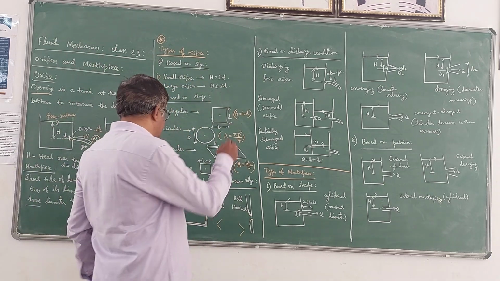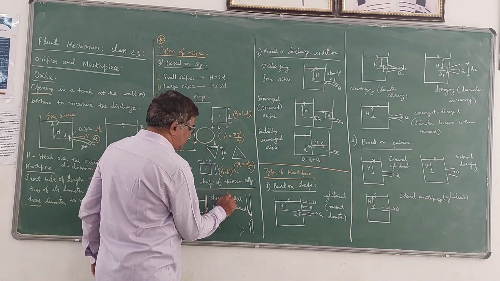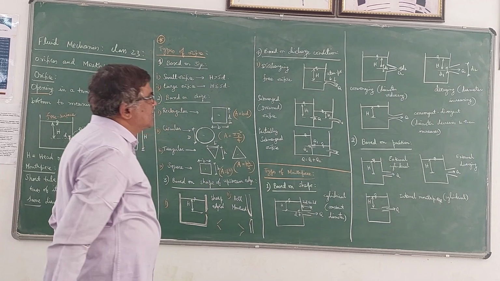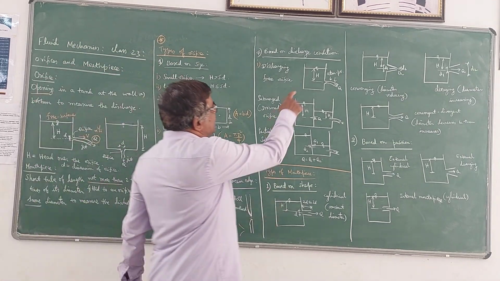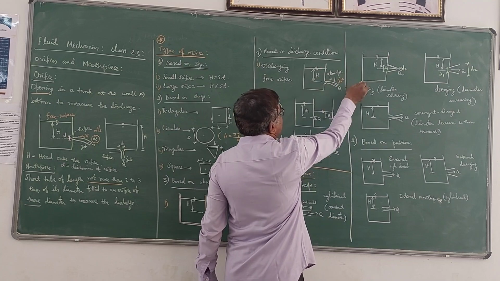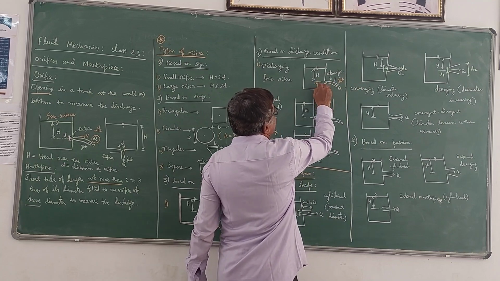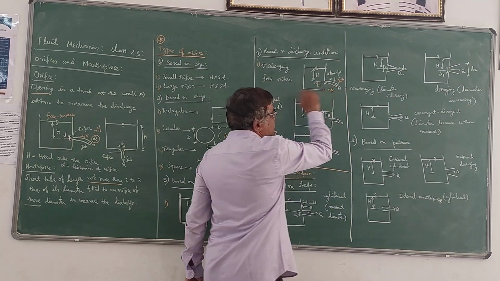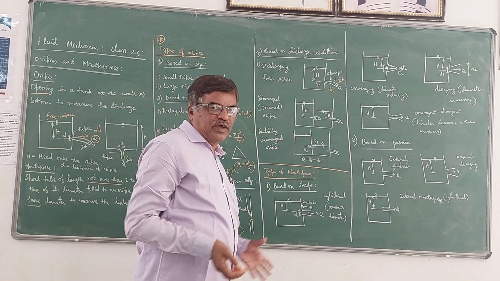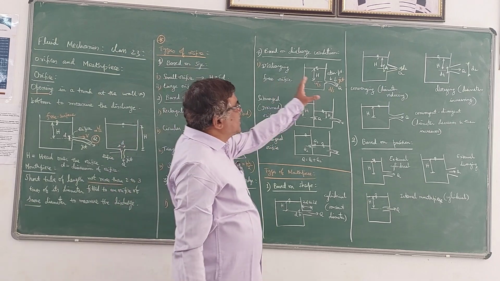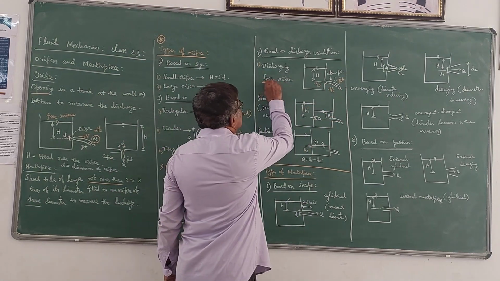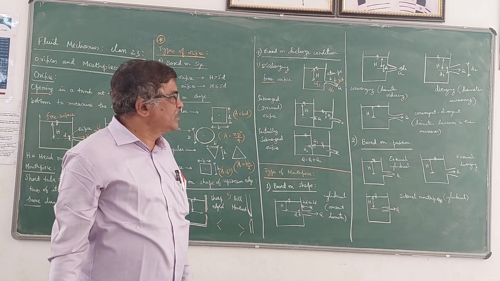So the first case in this is discharging free orifice. See, if the jet of water is exposed to atmospheric pressure on the downstream side. So this is the upstream side, this is the downstream side. So the jet will be there on the downstream side. If the jet is open to atmosphere, then only atmospheric pressure will be acting on the jet. In such a case, it is called as discharging free orifice.